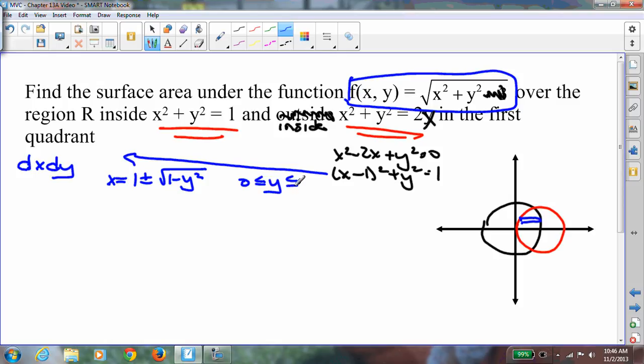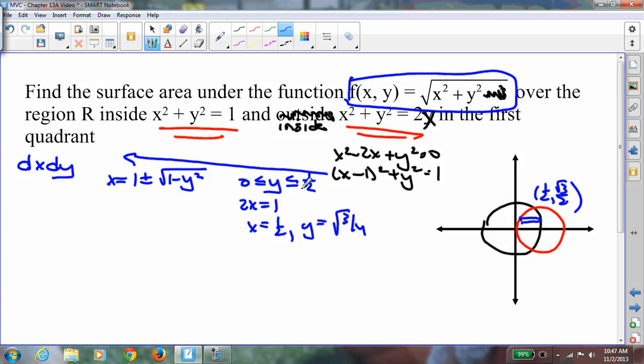So now I need to find the point where they intersect. Okay, so I set the two equations equal to each other, which would mean that 2x equals 1, x equals 1/2. Substitute that into either equation, I'm going to get y equals the square root of 3/4. So this point of intersection is at 1/2 and square root of 3 over 2. So that means my bounds for y are from 0 to square root of 3 over 2.